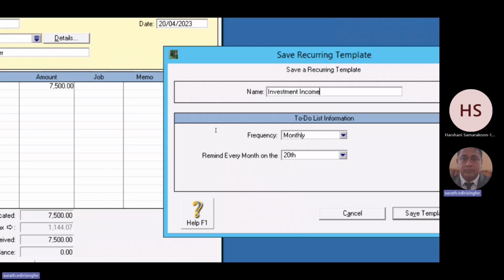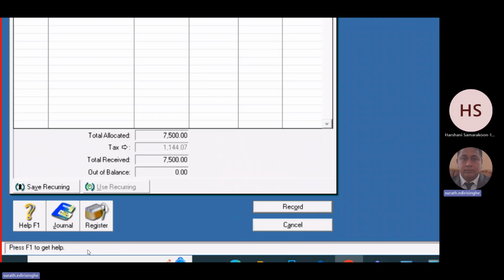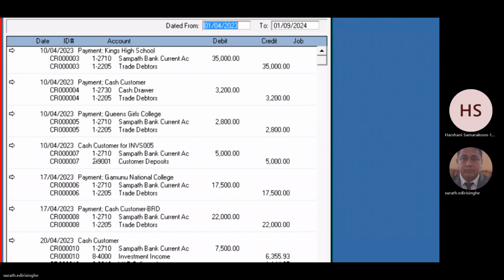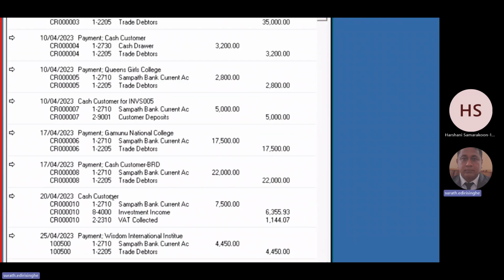Investment income. Name. In the template, I change the name. Save as template. Then record. Look at the journal. 20th, no? 17th. Yes, here. Then continuously you can record this income for the future period.